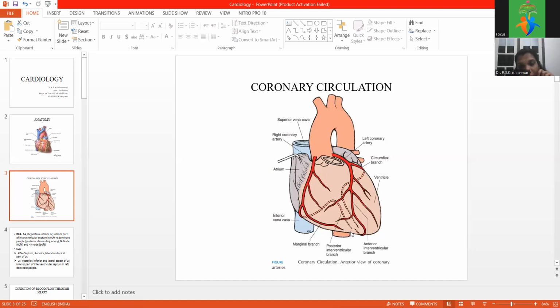The postero-inferior part of the left ventricle. The left ventricle is like this, and this is the postero-inferior part, and the right coronary artery supplies the postero-inferior part of the left ventricle also.